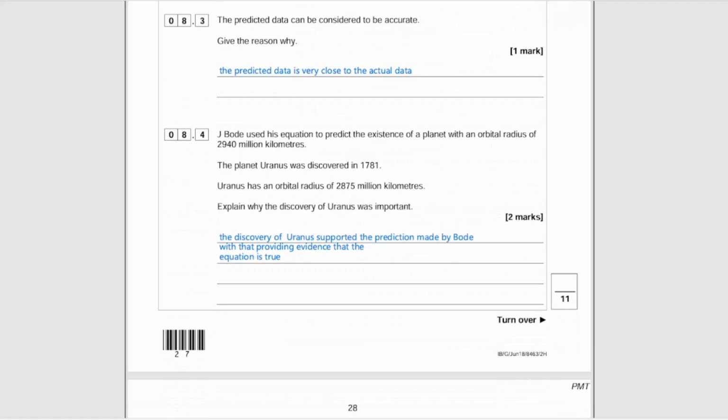J. Bode used his equation to predict the existence of a planet with an orbital radius of 2,940 million kilometers. The planet Uranus was discovered in 1781. Uranus has an orbital radius of 2,875 million kilometers. Explain why the discovery of Uranus was important. The discovery of Uranus supported the prediction made by Bode, providing evidence that the equation is true. So, not only did the equation match what had already been discovered, it had matched something that had yet to be discovered, further increasing its validity.